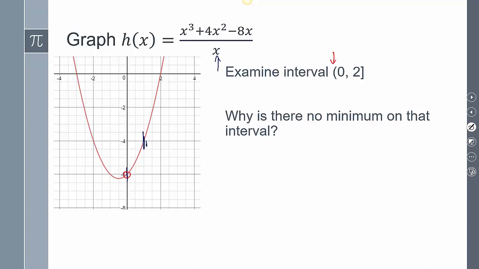Because of that, I don't have a minimum, because I can conclude maybe what value it's approaching, but it's never actually getting to that value. It's getting closer and closer and closer. And so I can't definitively say this is the smallest value because there's another value that I can get closer to. Because of that removable discontinuity, or that point discontinuity, it's going to create that situation where there's no minimum value.